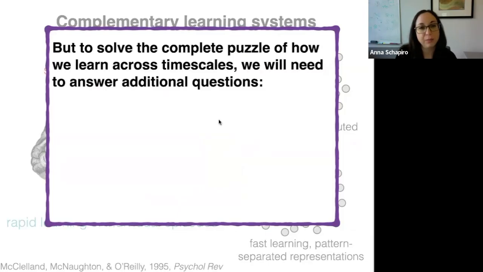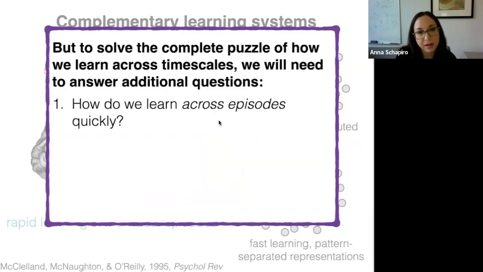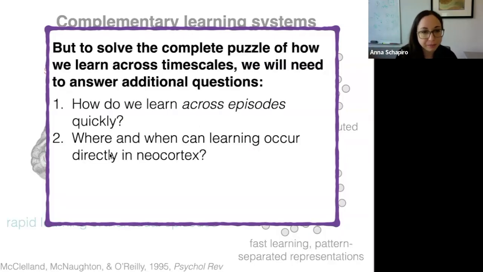But to solve the complete puzzle of how we learn across timescales, I think there are a few more questions that we will need to answer. One obvious question is, how do we learn across episodes quickly? Complementary learning systems told us how you learn an individual snapshot quickly. But maybe it takes you several times crossing the street before you get used to the flow of the Tokyo traffic. How do you aggregate across experiences quickly on that timescale?